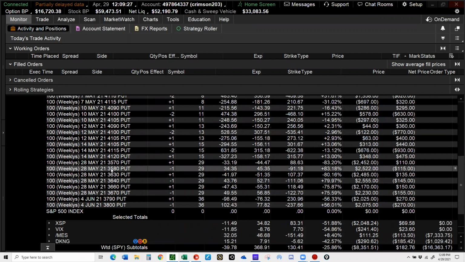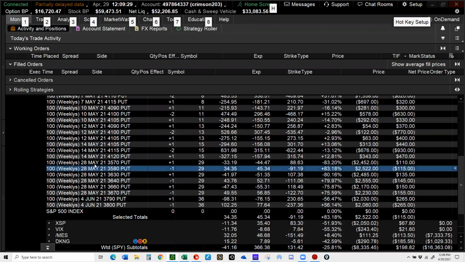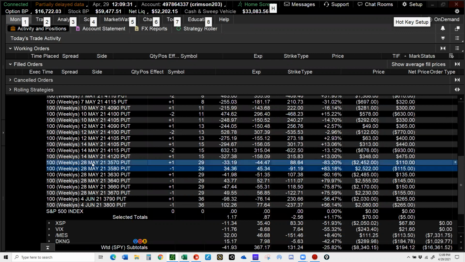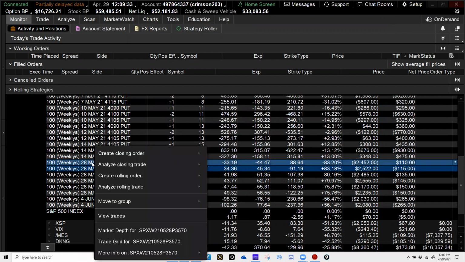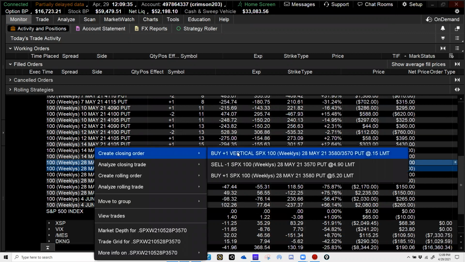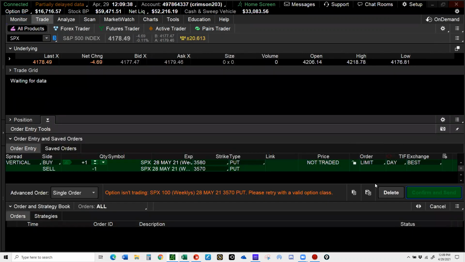There she is. 35.80, 35.70. Right click. Create a closing order. 15 cents. Will we get filled? Come on, we know it's traded. You got to be traded. We got a position in it. Come on, Thinkorswim. Stupid Thinkorswim.